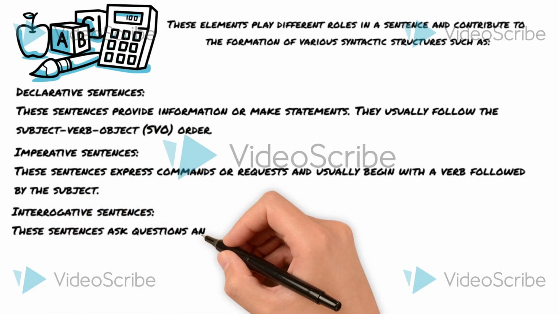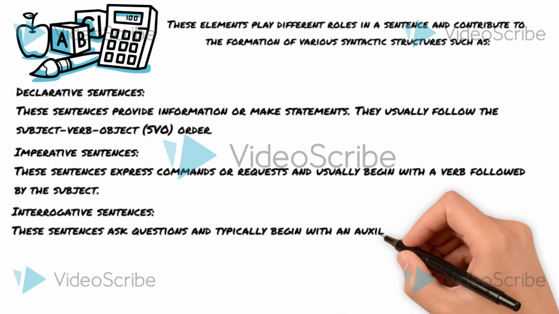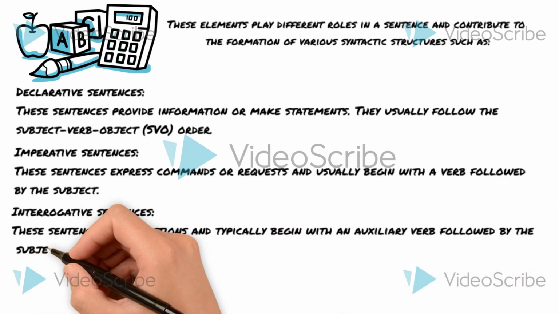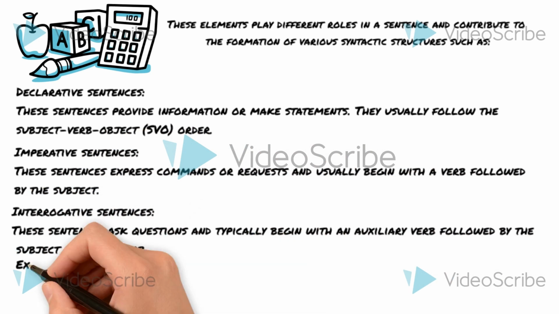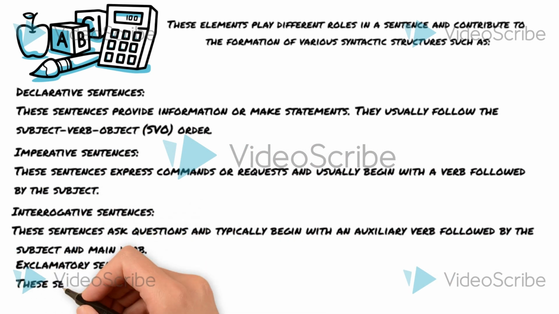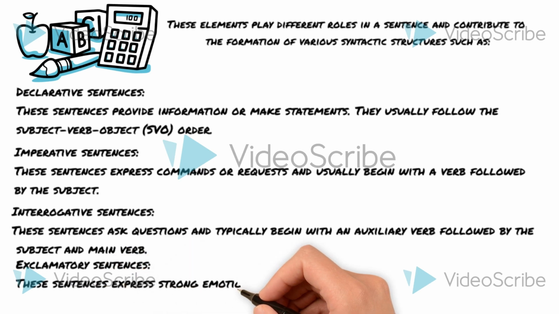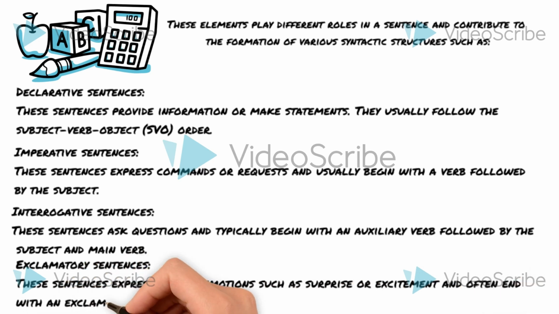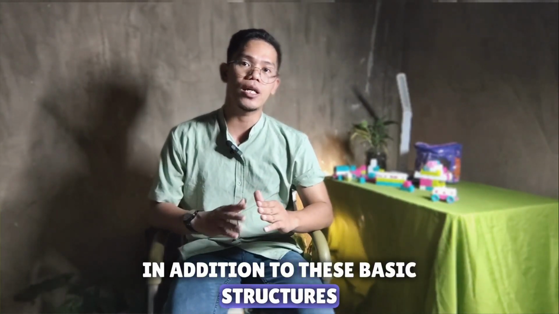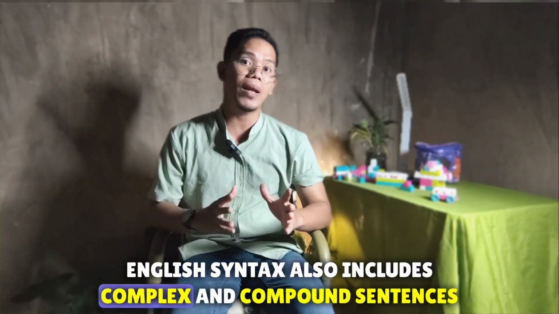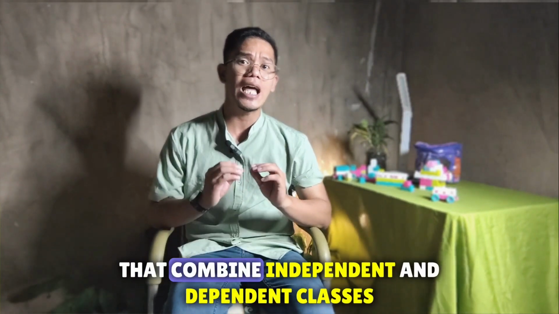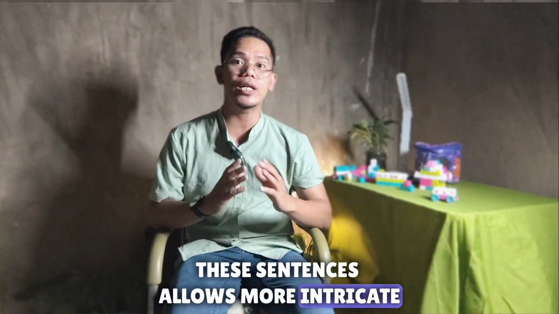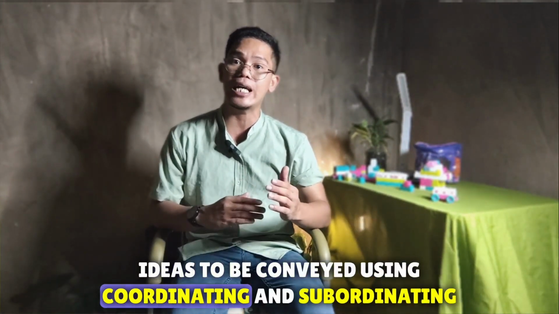These sentences ask questions and typically begin with the auxiliary verb followed by the subject and main verb. Number 4. Exclamatory sentences. These sentences express strong emotions such as surprise or excitement and often end with an exclamation mark. In addition to these basic structures, English syntax also includes complex and compound sentences that combine independent and dependent clauses. These sentences allow more intricate ideas to be conveyed using coordinating and subordinating conjunctions.